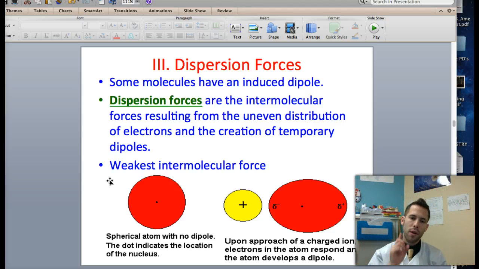But when they're not spread out evenly, when there's an uneven distribution, it creates a very quick, slightly positive charge and a very quick, slightly negative charge. When a bunch of atoms are doing this, they actually get attracted to one another. And so there's a very quick, weak intermolecular force between them known as dispersion forces. And we also call these van der Waals forces.